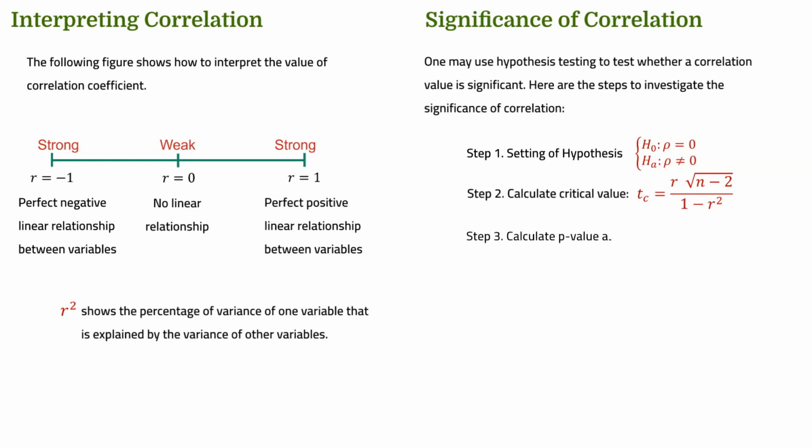Step 3, calculate the p-value. The p-value is 2 times the probability of t less than or equal to that calculated value of tc from step 2. Step 4, reject H0. There is a significant relation if the p-value is less than alpha. And you don't need to know how to do this without knowing hypothesis testing. Once you know hypothesis testing, you can come back and use this.